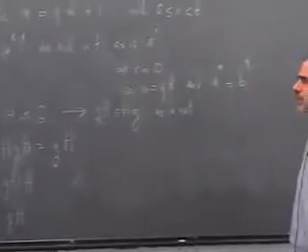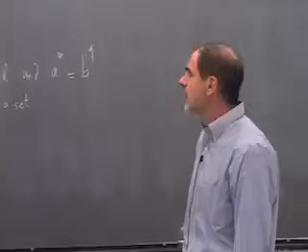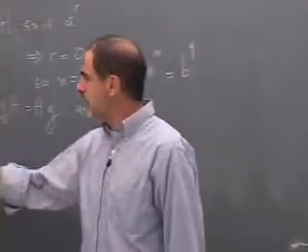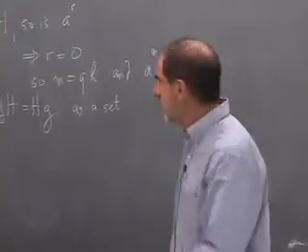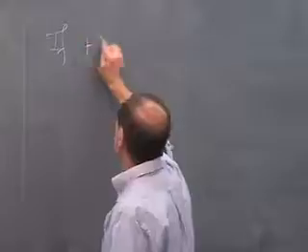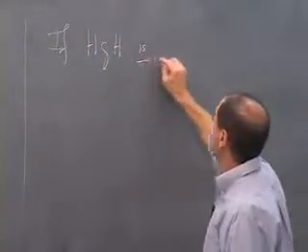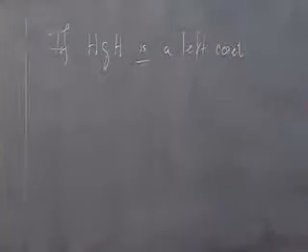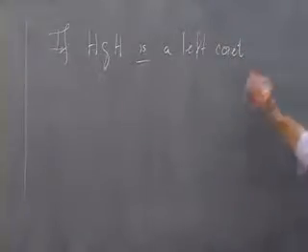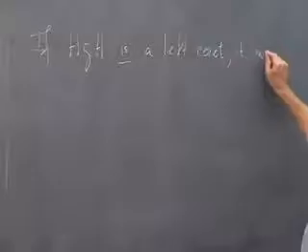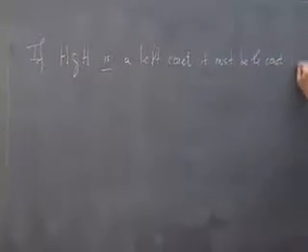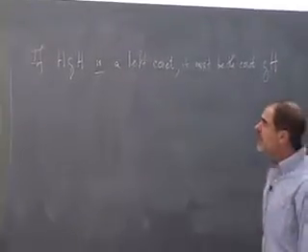And the second part of this problem is a little harder. You're supposed to say, if H is not normal, then this is not equal to GH. So let's do it this way. If HGH is a left coset, we're going to prove that H is a normal subgroup. Well, if it is a left coset, it must be the coset GH. Because it contains that coset.